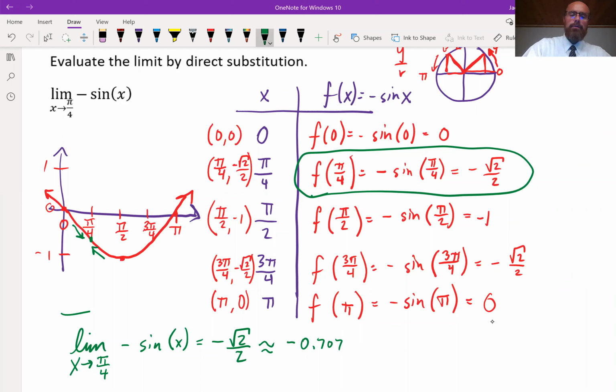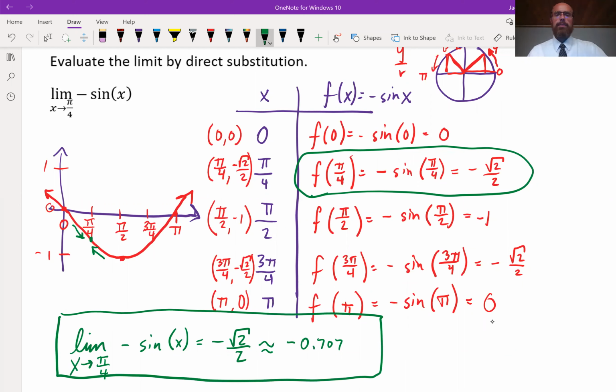And that concludes our segment here on evaluating limits by direct substitution. So we'll take a look at some other strategies when you can't directly substitute your x value into the function, but that's for the future.